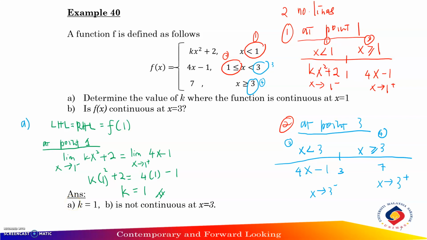Okay, now I will show you how to solve example 40. Given that a function f is defined as follows: f(x) equals kx squared plus 2, where x is less than 1; 4x minus 1, where x is greater than or equal to 1 and less than 3; and 7 when x is greater than or equal to 3.